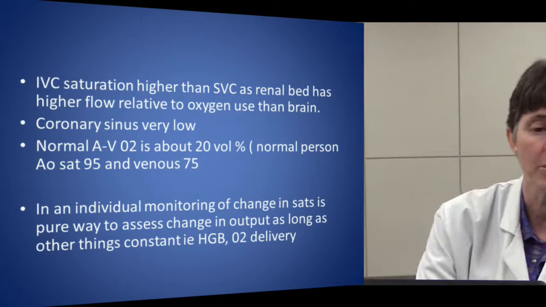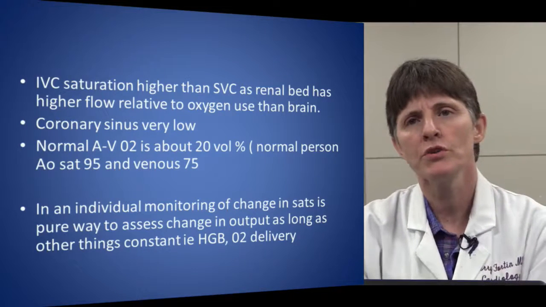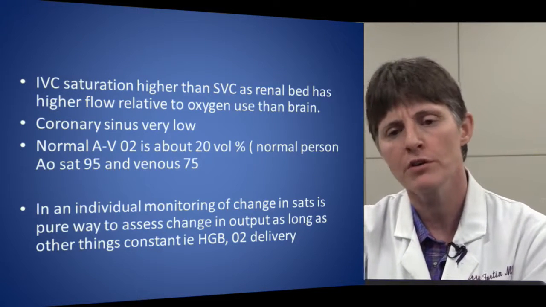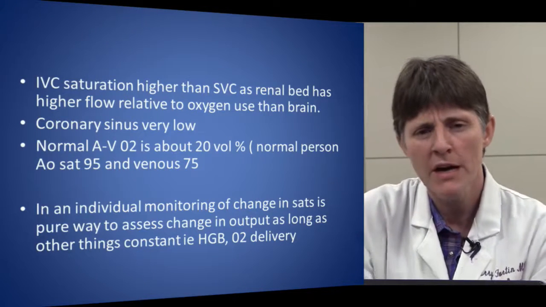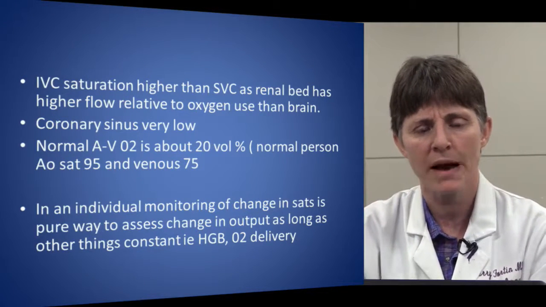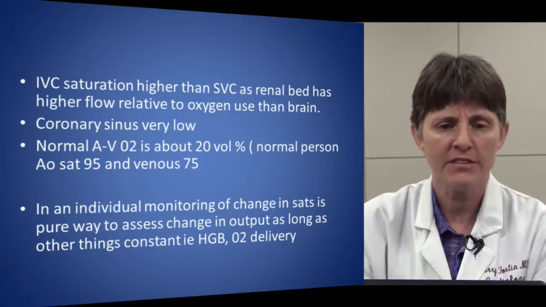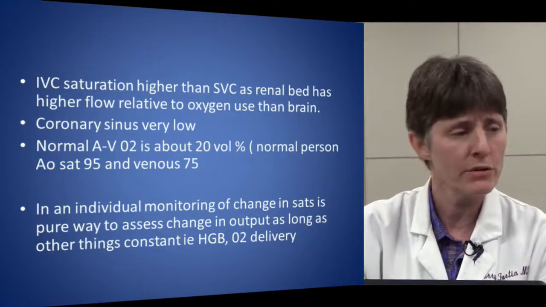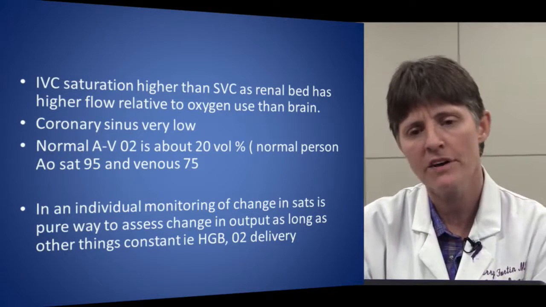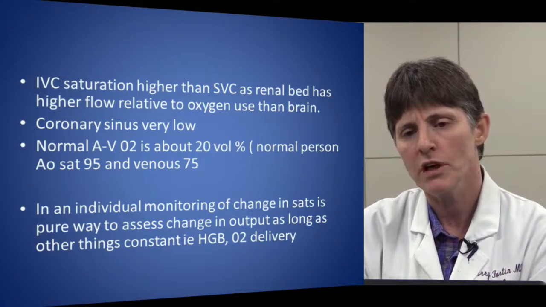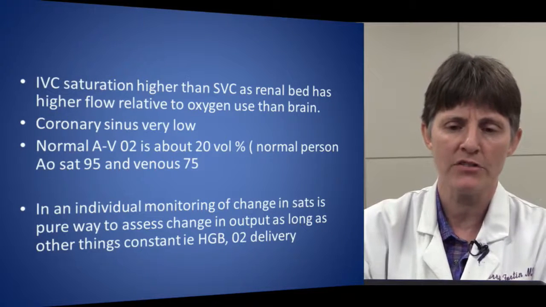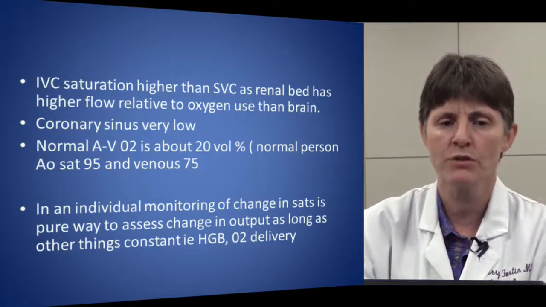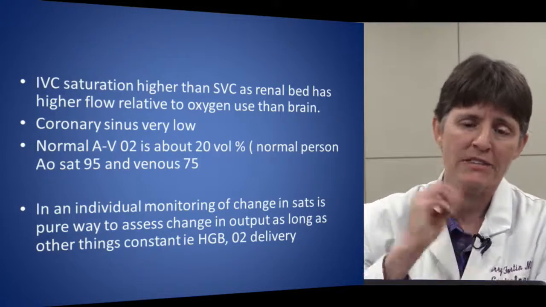Other things that come up. Sometimes we're using something other than our pulmonary arterial sat, either because we can't get there or we don't have the Swan there, to make assumptions about things. If you're getting an IVC sat, it's typically higher than your superior vena cava sat, mostly because there's a lot of blood flow to the kidneys, but the kidneys use a lot less oxygen. There's high flow to the brain, but it uses a lot of oxygen, so that sat is lower.